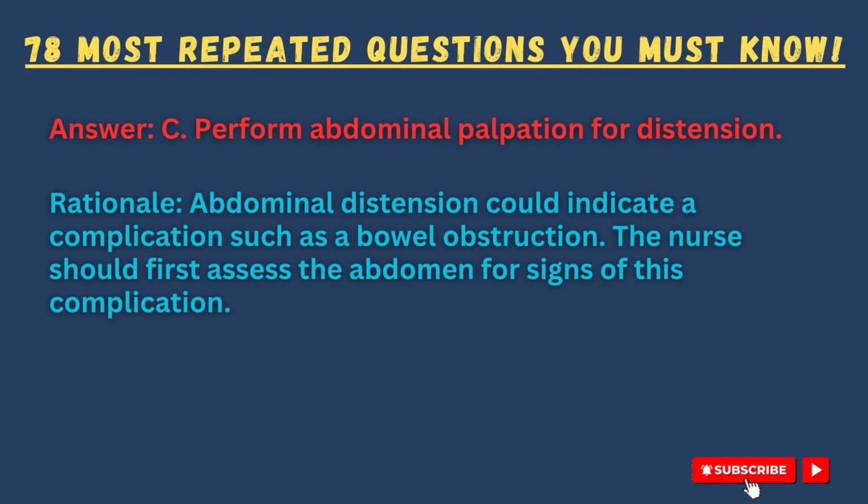Answer: C. Perform abdominal palpation for distension. Rationale: abdominal distension could indicate a complication such as a bowel obstruction. The nurse should first assess the abdomen for signs of this complication.